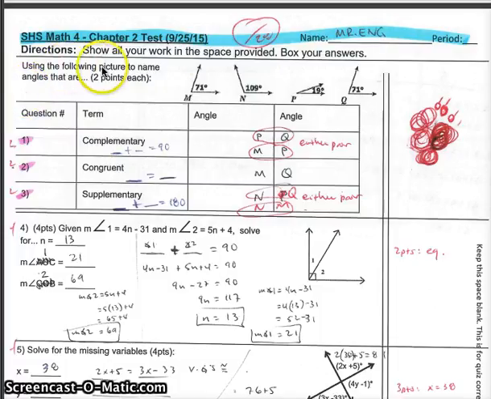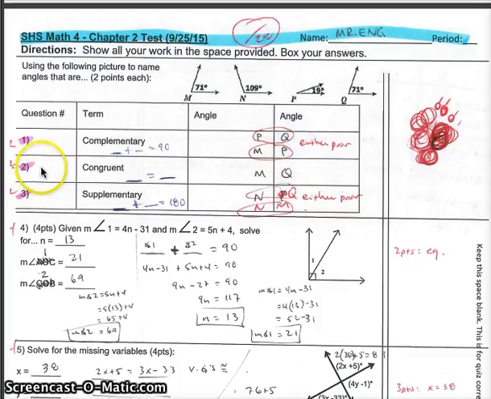Using the following picture to name angles that are, so I have four options here: M, N, angle P, and angle Q. Question number 1, that says what is complementary? Well, complementary is blank plus blank equals 90. So I need to find two angles here that add up to 90. That would be P and Q, or you can have it interchanged to be Q and P and M and P.